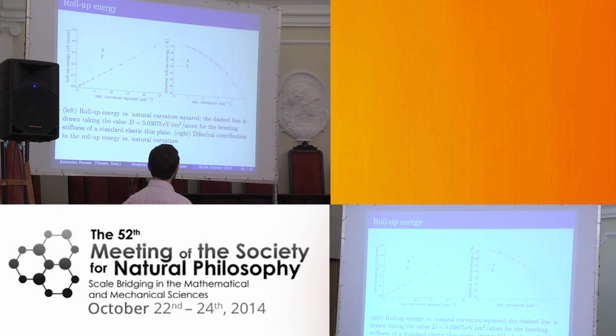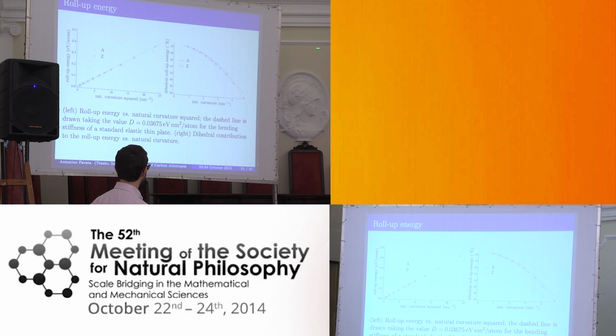In this plot, we consider the roll-up energy and show that the dihedral contribution to energy is very large. It arrives up to 50%. While this one is a simple plot of the energy versus the squared curvature to show that the expected behavior, the linear behavior with the squared network curvature, is real. There are some differences, but it is tenable.